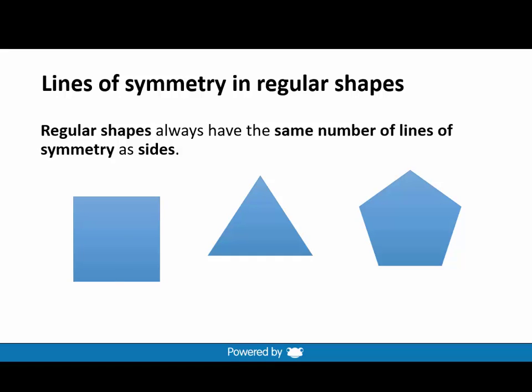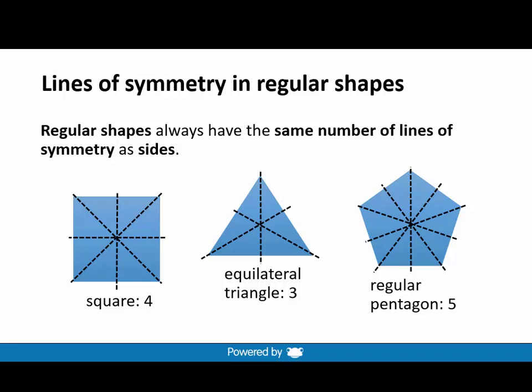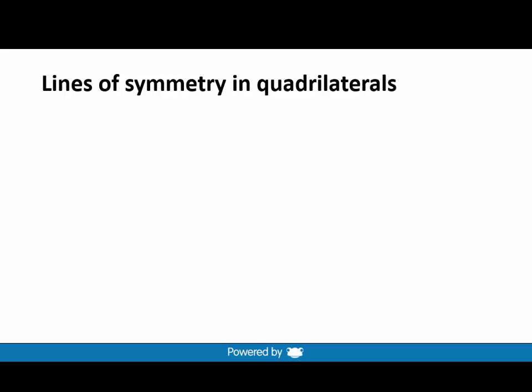So we look at these regular shapes. The square has this line of symmetry, this one, and this one. So a square has 4 lines of symmetry. The equilateral triangle is one here, and one here, which gives us 3 lines of symmetry. And the regular pentagon, got one here, one here, one here, one here, and one here, which gives us 5 lines of symmetry.